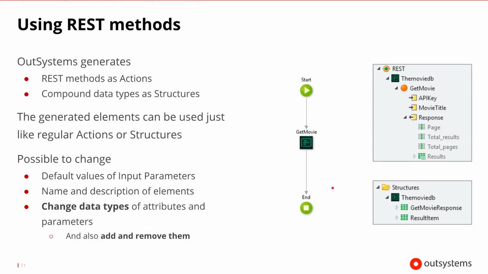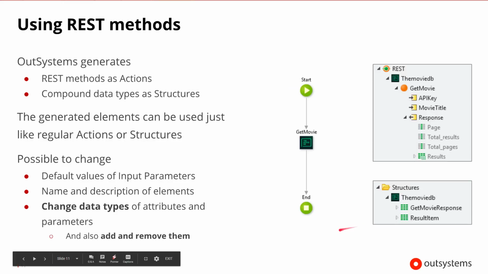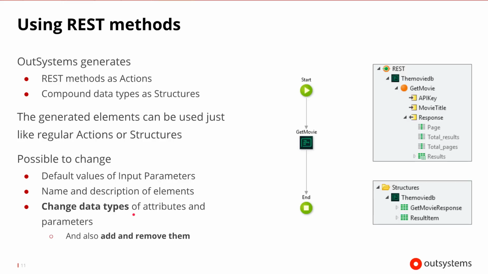So OutSystems, when generating the structures for these responses, will try to make intelligent guesses about what those data types are. But occasionally the example that we're using may not have the correct type of data type. So it may require us to go back in and update that just to make sure all of this works a little bit more efficiently.